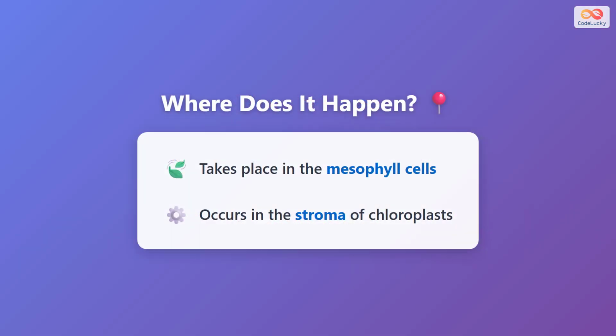C3 photosynthesis occurs in specific locations within the plant. The process takes place in mesophyll cells, which are the main photosynthetic cells found in leaves. More specifically, within these cells, the reactions occur in the stroma of chloroplasts. The stroma is the fluid-filled space inside the chloroplast where the Calvin cycle operates. This precise cellular organization is crucial for the efficiency of photosynthesis.